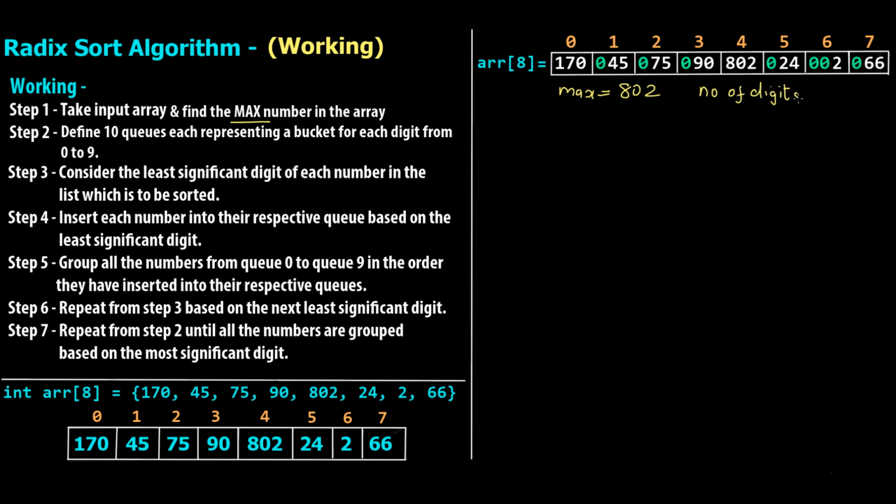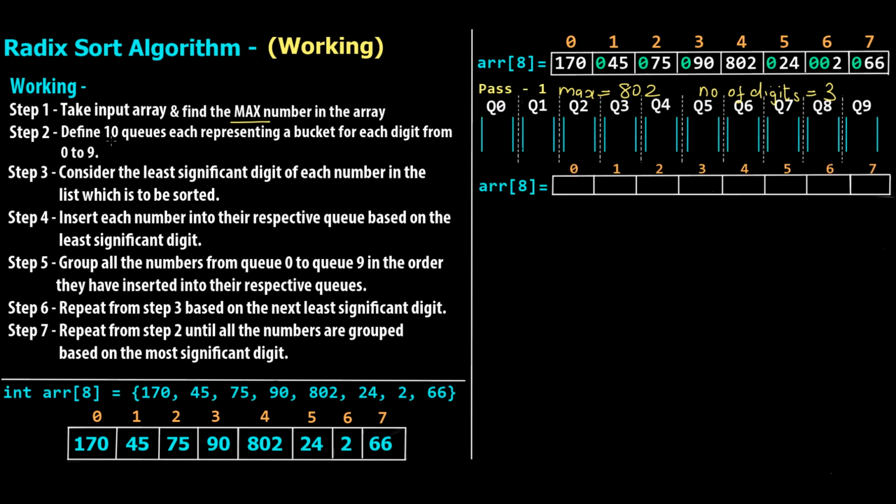Number of digits equals 3. Okay. Now step 2 is to define 10 queues, each representing a bucket for each digit from 0 to 9. So let's first visually see this and then we'll understand step 2. Step 2 says define 10 queues, each representing a bucket for each digit from 0 to 9.